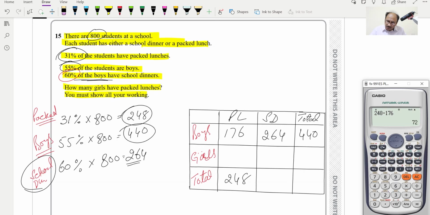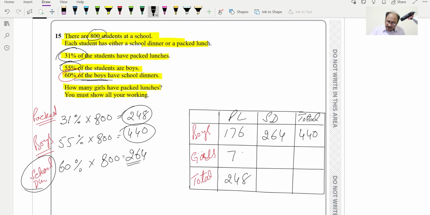176 will be equal to 72. So this information we got is 72. And further we can check for 440 are the boys, so total number of girls we can check. Girls will be how many?